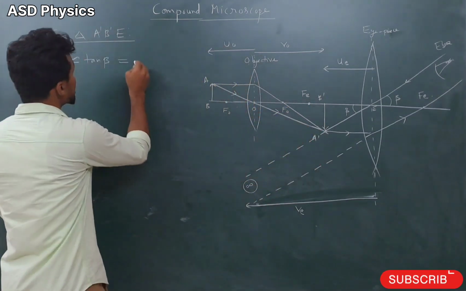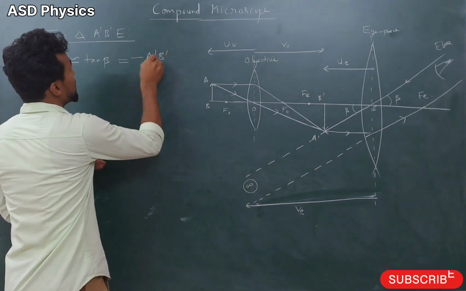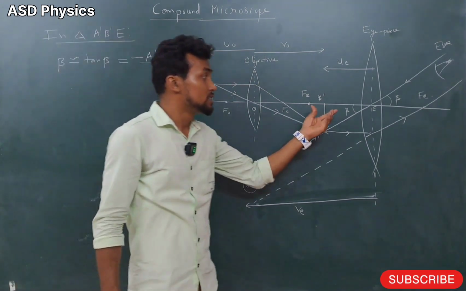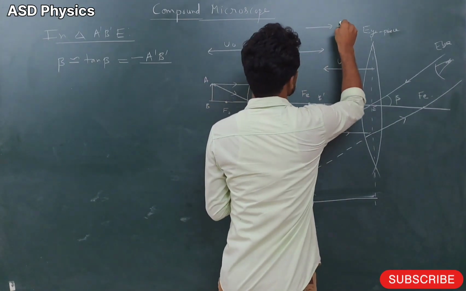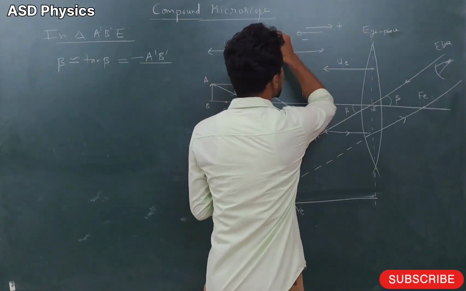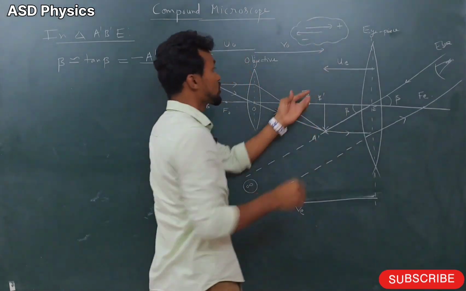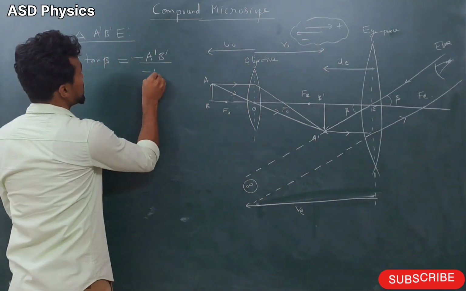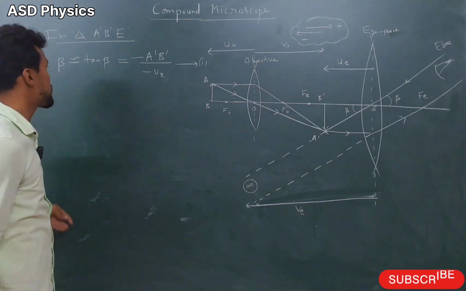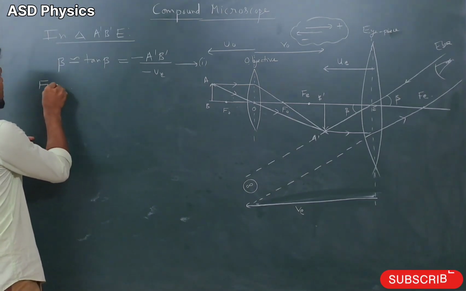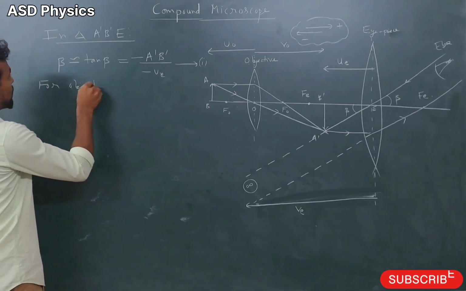Down the axis. So we will take care of the minus A dash B dash, and this is opposite by adjacent, UE, plus or minus. My dear students, the ray is traveling this side. So what is there? This side plus and this side minus. So what to write, my dear students? Minus UE. Okay, this is the equation 1.